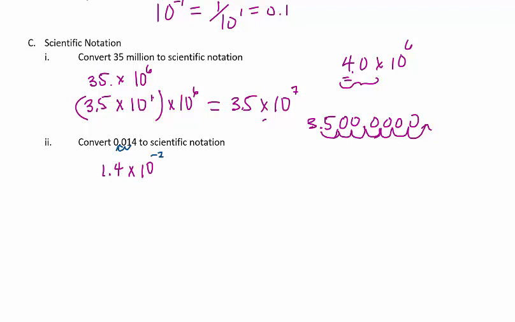Now if you think about what we just did, and how this relates to our properties of exponents, that's 1.4 times 10 to the negative second, which is 1 over 10 to the second, or 1.4 divided by 100. And what do you do when you divide by 100? You move the decimal 2 spaces to the left, and we would end up with 0.014.